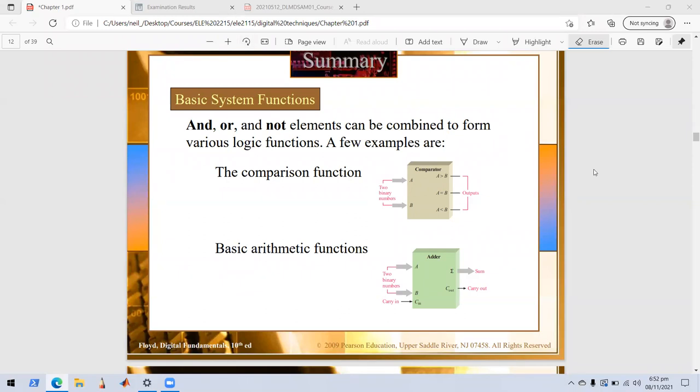All right, so I'm back. So just now we talked about these logic gates. And I've been saying from the start of the course that we take transistors, and then we use them to make logic gates. Now we use the logic gates to make these functional blocks, these basic system functions.